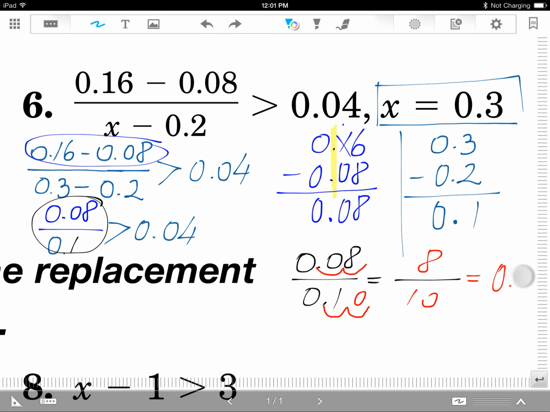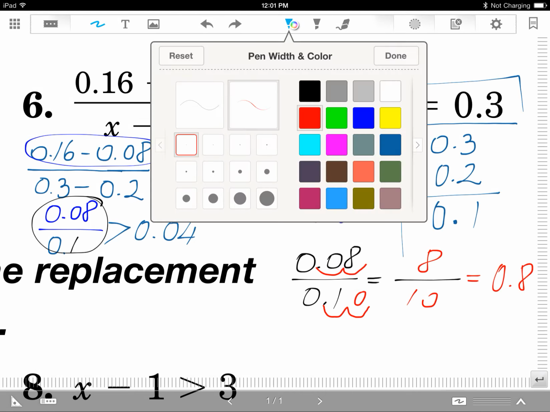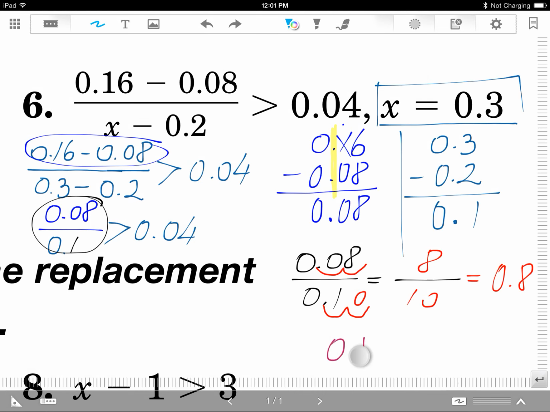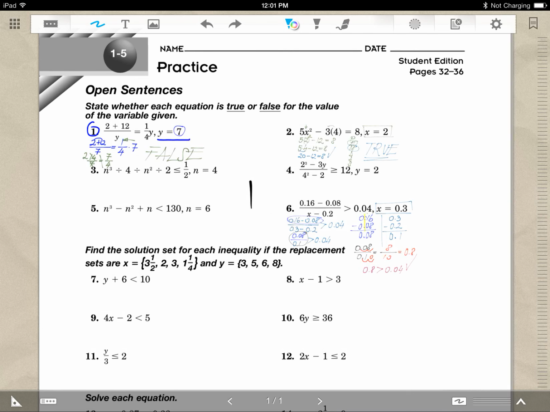That's 0.8. Okay? And now, your problem here, your question, is nothing else but to say if 0.8 is greater than 0.04. Is that true? I think so. Okay? And because of that, the answer to number 6 will be true. That's a true statement. Okay? I hope you got it.